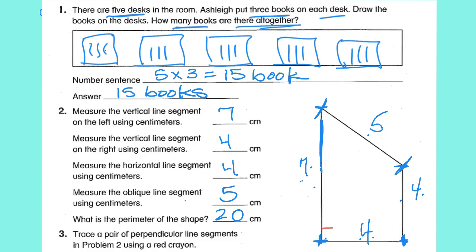So this is how we indicate a right angle. So if we're going to trace the line segments that have a right angle with a red crayon, we're going to trace this one and this one.